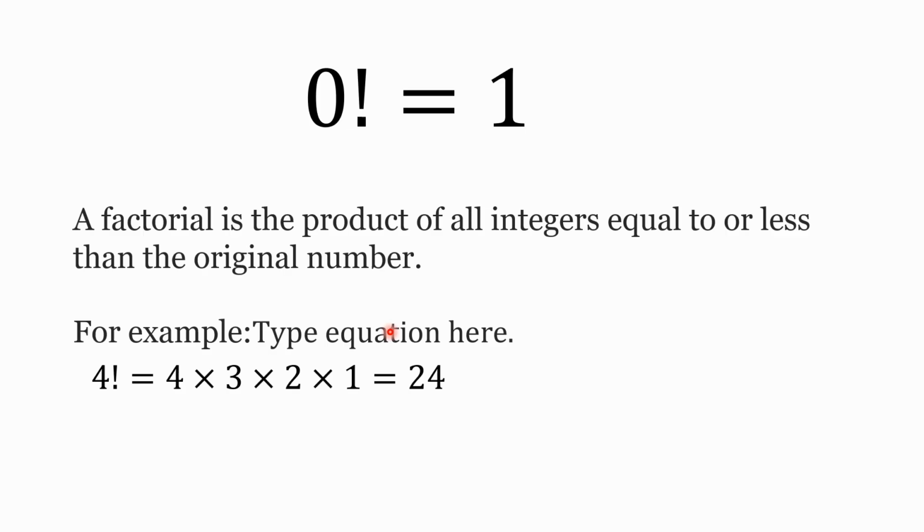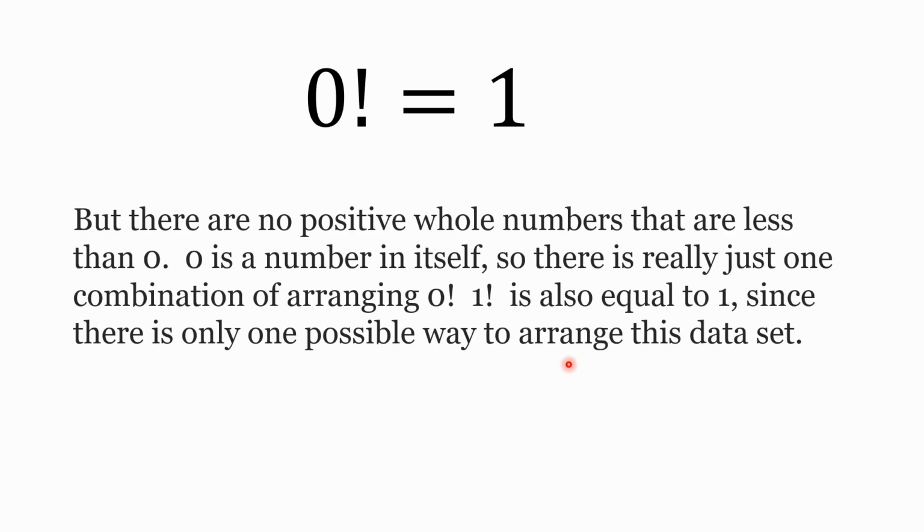Now, a note, 0 factorial is equal to 1. A factorial is the product of all the integers equal to or less than the original number. For example, 4 factorial is equal to 4 times 3 times 2 times 1, which equals 24. Now, when you have 0 factorial, well, there are no positive whole numbers that are less than 0.